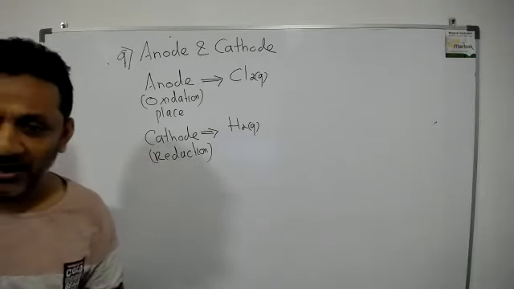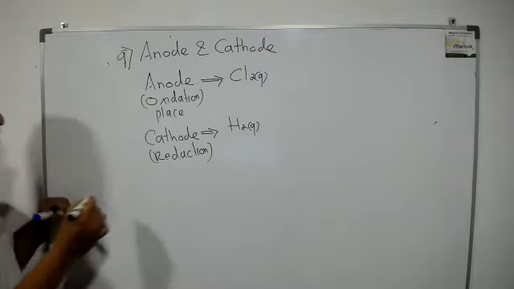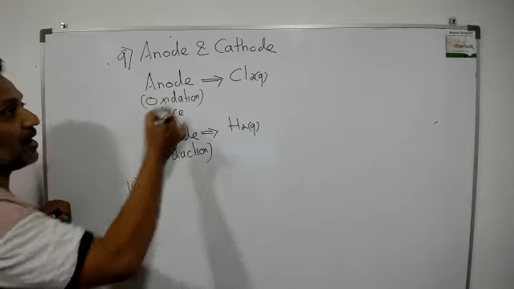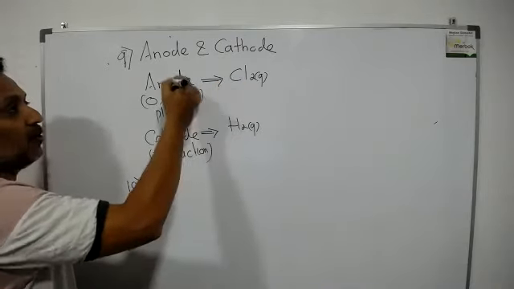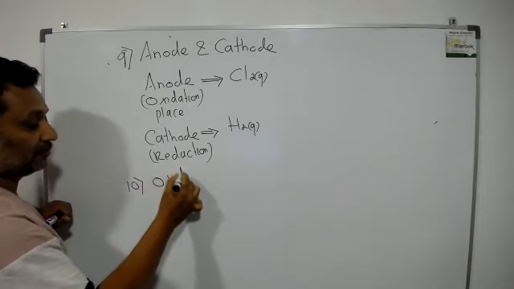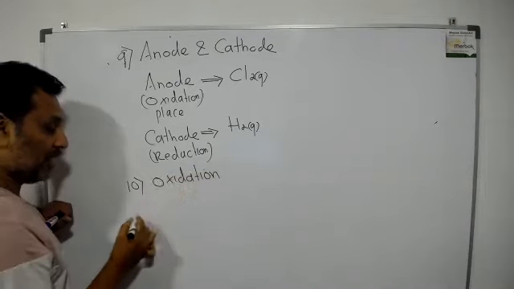This is question number 9. Question number 10. Is the chlorine forming reaction oxidation or reduction? Chlorine is made at the anode, so it is oxidation.